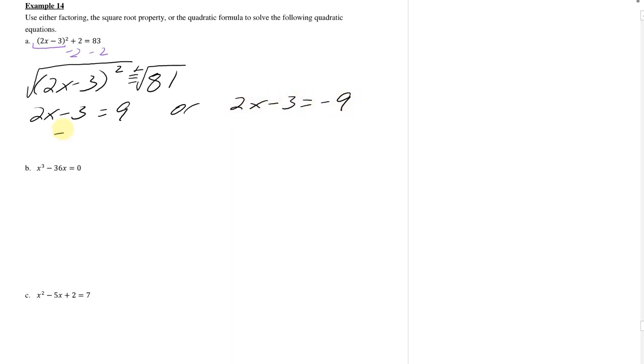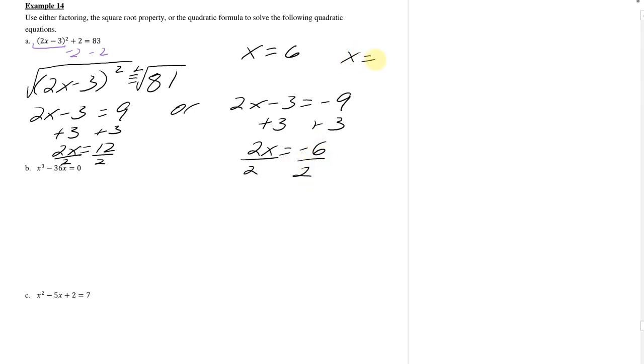Okay, so now I just solve for x. So here I'll go ahead and add 3 to each side, so I get 2x equals 12. Divide both sides by 2. I'll write the solution up here. I'm running out of room. This is x equals 6. And then for this one, add 3, add 3. I get 2x equals negative 6. Divide both sides by 2. So my other solution will be x equals negative 3. So there are my 2 solutions.